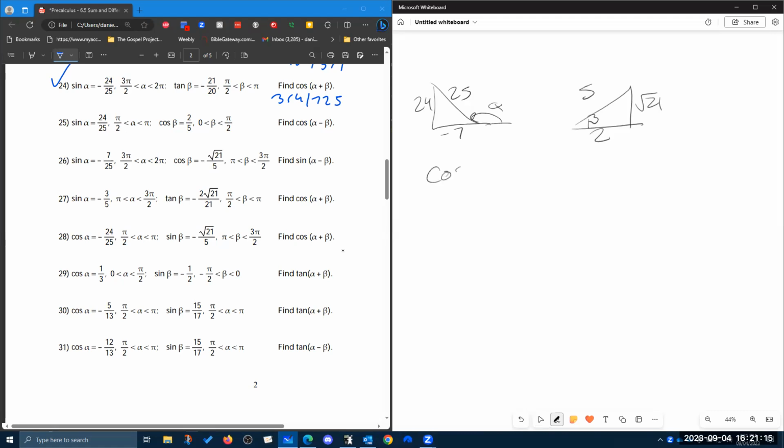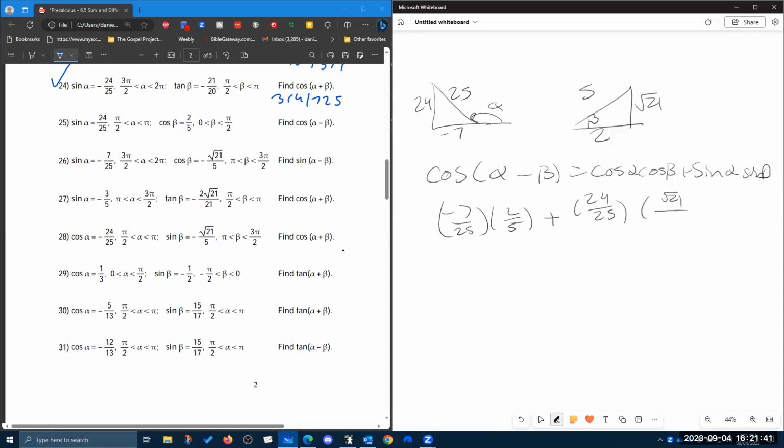And I want to find cosine of alpha minus beta. It's cosine alpha cosine beta plus sine alpha sine beta. This can be 125 for my denominator. It's going to be a negative 14 plus 24 root 21. I'm done.